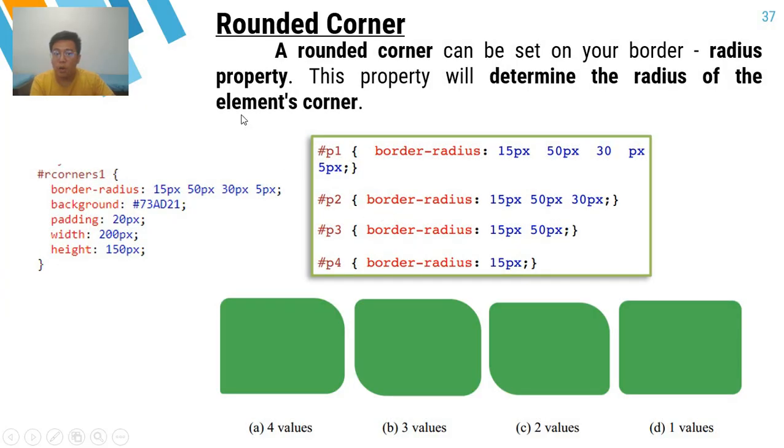Now, on your boxes, you can also have rounded corners, which can be set using the border radius property. This property will determine the radius of the element's corner. As you can see here, we can specify the border radius in pixels: 15px, 50px, 30px, or 5px. It has 4 values, as you can see on the example. On P2 we have 15px, 30px, 50px and 30px.